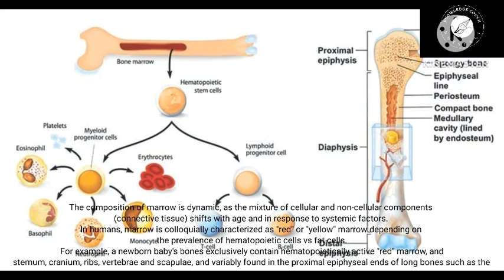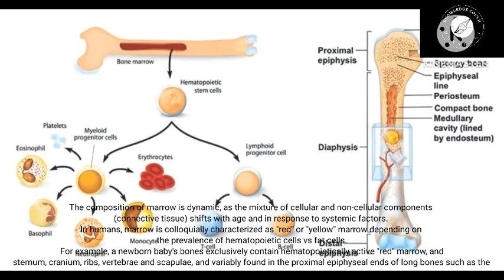The composition of marrow is dynamic, as the mixture of cellular and non-cellular components, connective tissue, shifts with age and in response to systemic factors. In humans, marrow is colloquially characterized as red or yellow marrow depending on the prevalence of hematopoietic cells versus fat cells. For example, a newborn baby's bones exclusively contain hematopoietically active, red, marrow, and there is a progressive conversion towards yellow marrow with age.